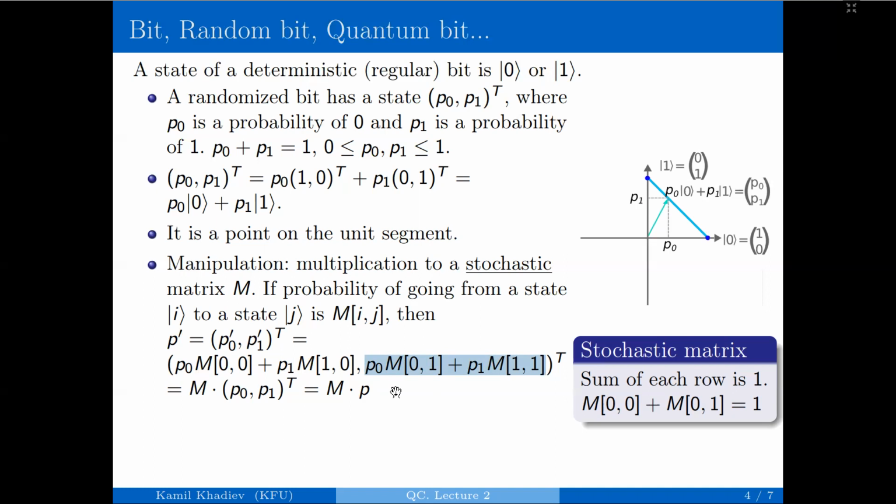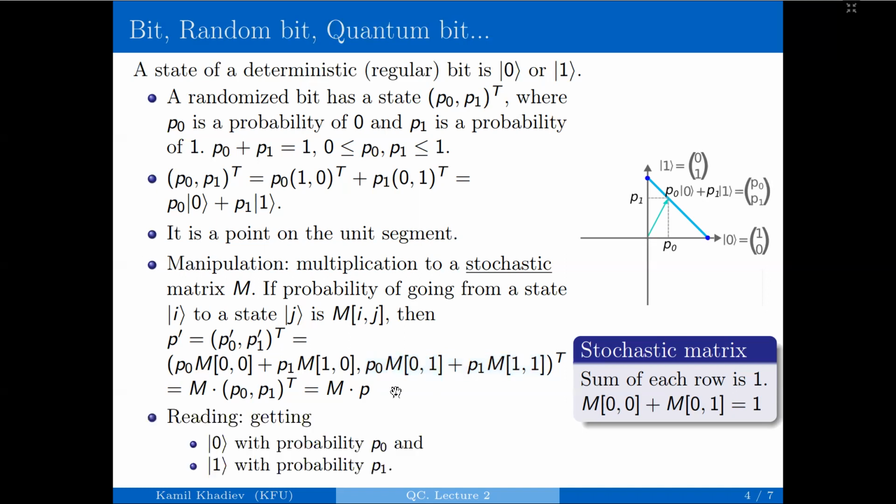What is one step of the algorithm, and how do we read a value from this bit? You obtain 0 or you obtain 1, but with some probability: 0 with probability p0 and 1 with probability p1. If you want to output the value of this bit, you output 0 or 1 with these probabilities.